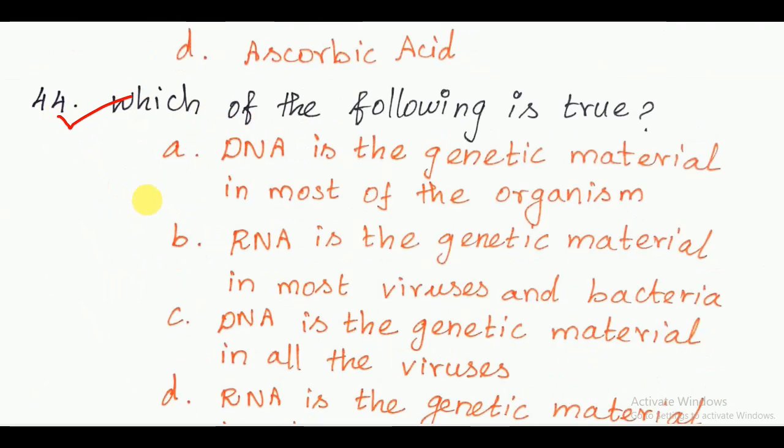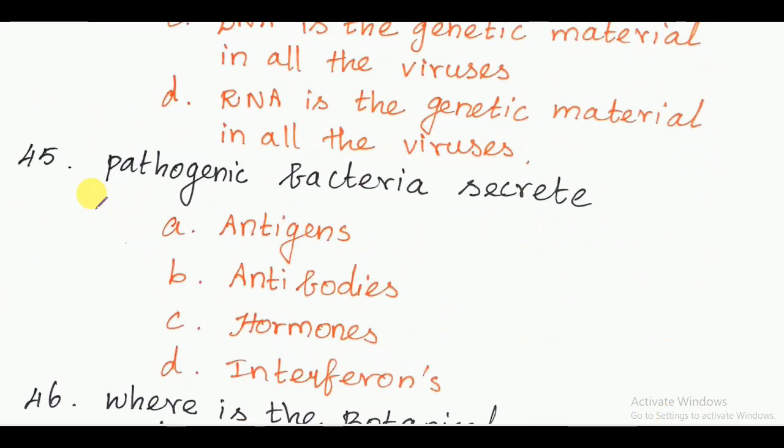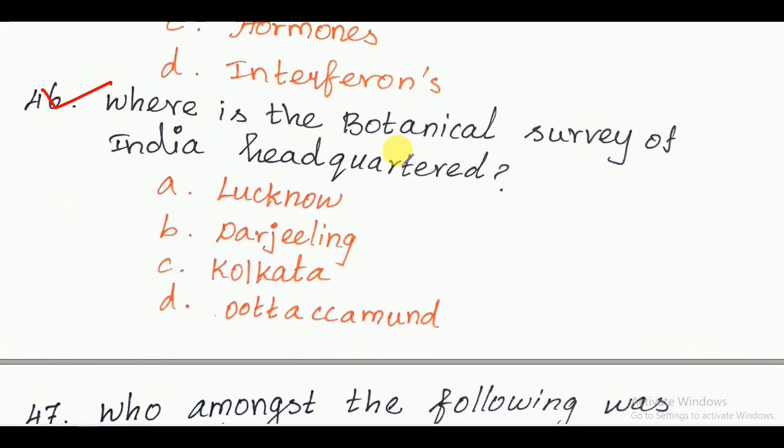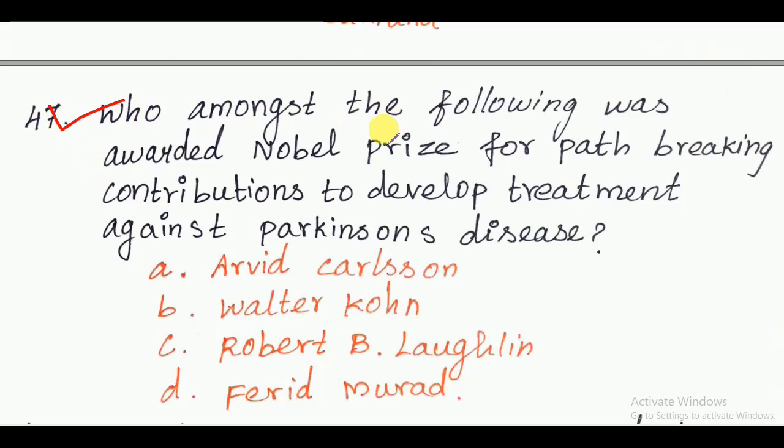Next, which of the following is true? The answer is option A, DNA is the genetic material in most organisms. Next, pathogenic bacteria secrete antigens. Next, where is the Botanical Survey of India headquartered? The answer is Kolkata. Next, who amongst the following was awarded the Nobel Prize for pathbreaking contributions to developing treatment against Parkinson's disease? The answer is option A, Arvid Carlsson.